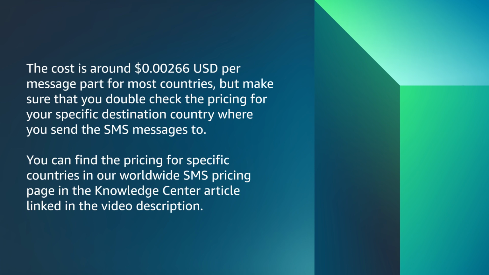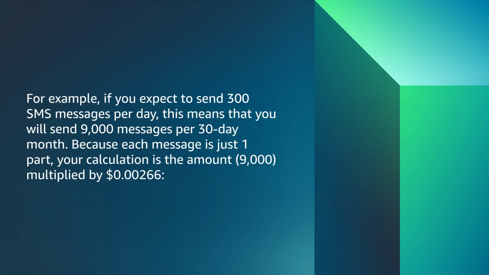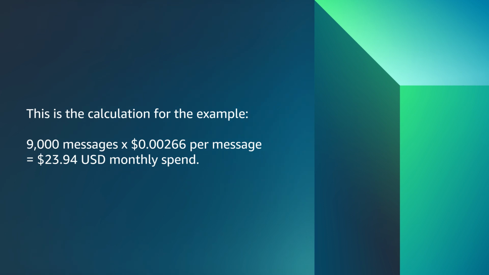For example, if you expect to send 300 SMS messages per day, this means that you will send 9,000 messages per 30-day month. Because each message is just one part, your calculation is the amount of 9,000 multiplied by $0.00266. This is the calculation for the example.